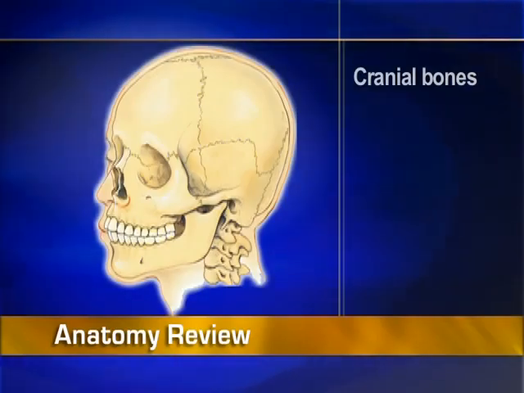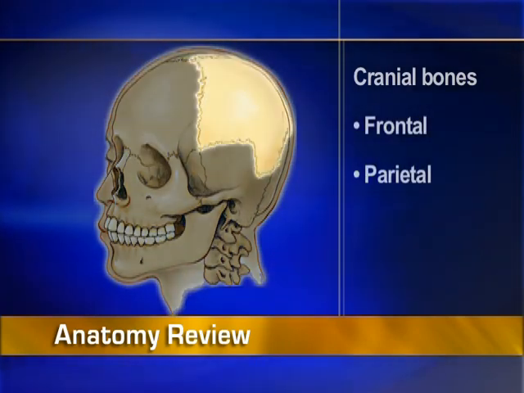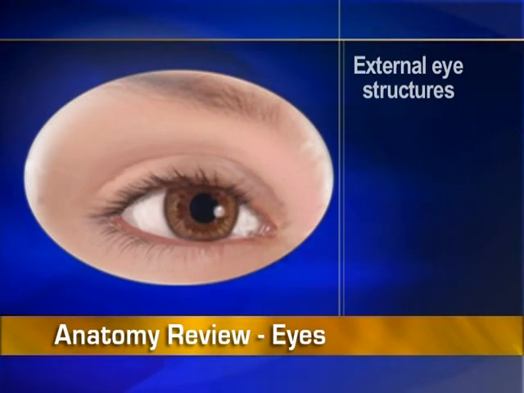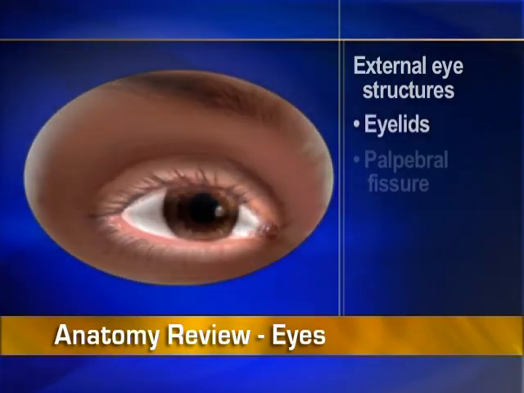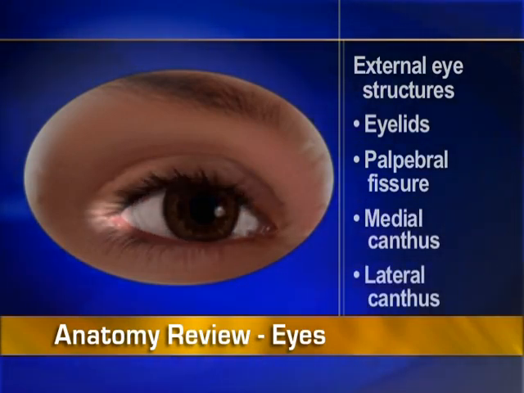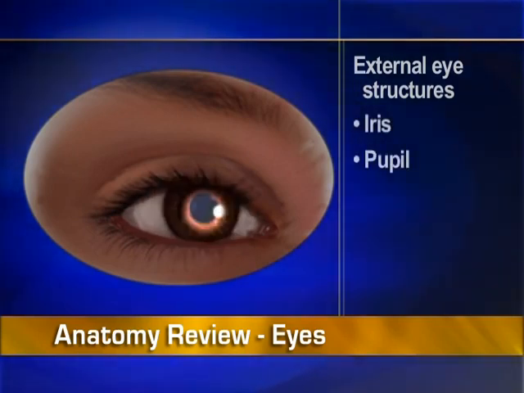Before performing the examination, consider the structures in the areas you will assess. For example, recall the location of these cranial bones: frontal, parietal, occipital, and temporal. Review the external eye structures, which include the upper and lower eyelids, palpebral fissure, medial canthus, and lateral canthus. Also note the location of the iris and pupil.